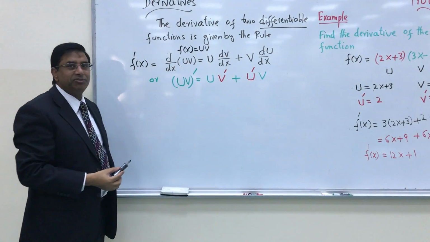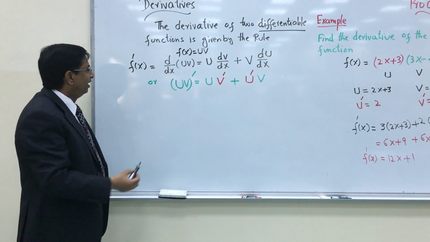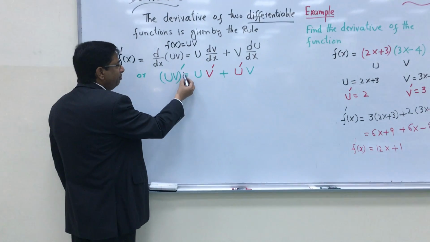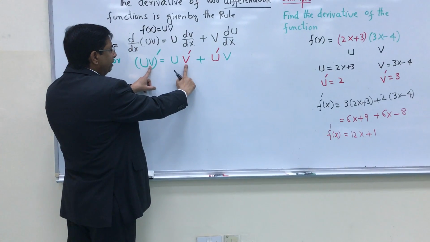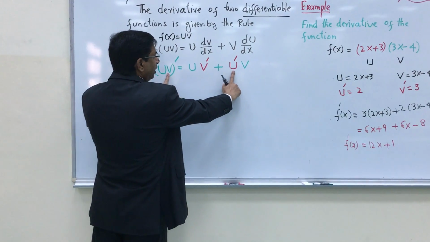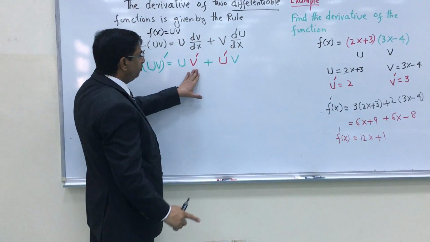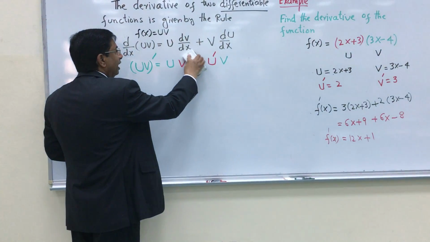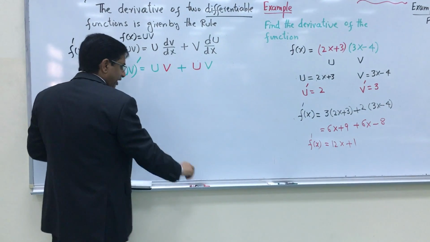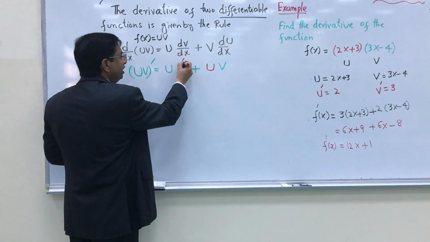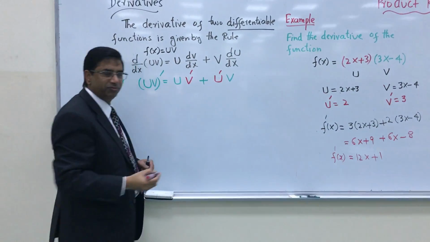This notation may be tedious for students sometimes, so I give you an easy way of writing this. Just write (uv)' equals u, first function kept as it is, derivative of the second function, plus derivative of the first function and keep the second function as it is. In both cases we write uv; first place we differentiate v and second place we differentiate u.